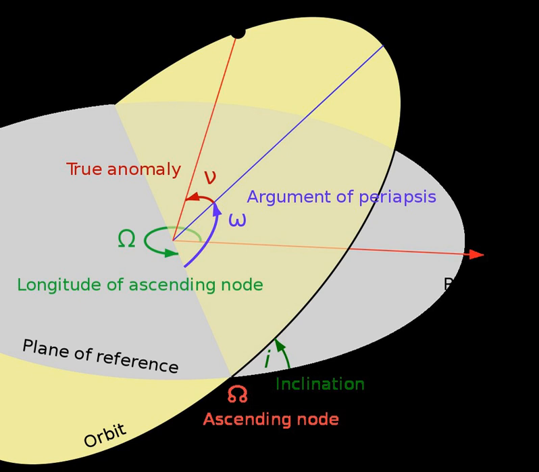In the case of a binary star known only from visual observations, it is not possible to tell which node is ascending and which is descending. In this case, the orbital parameter which is recorded is the longitude of the node, omega, which is the longitude of whichever node has a longitude between 0 and 180 degrees.